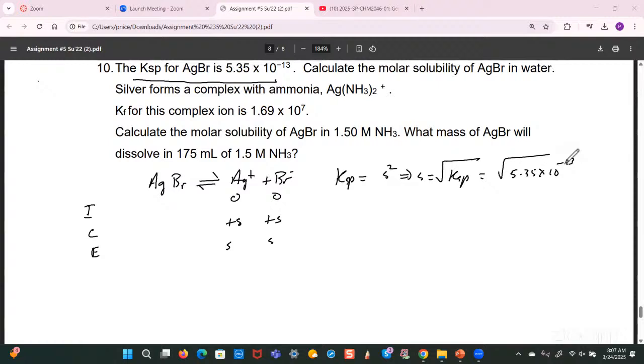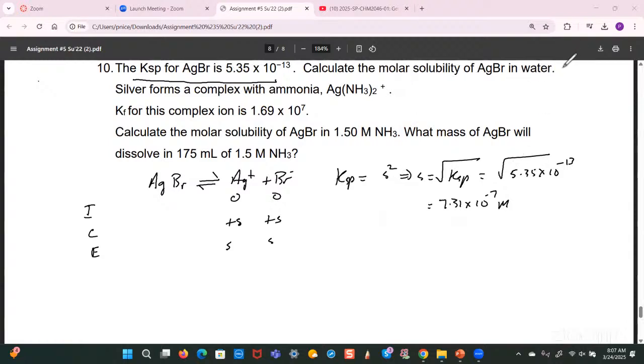5.35 times 10 to the minus 13, and then we find the square root of that. And according to my calculations, this works out to be equal to 7 point, how many sig figs? 2 sig figs. 3 sig figs. 7.31 times 10 to the minus 7 M, all right? So that's basically the answer for this part right here.